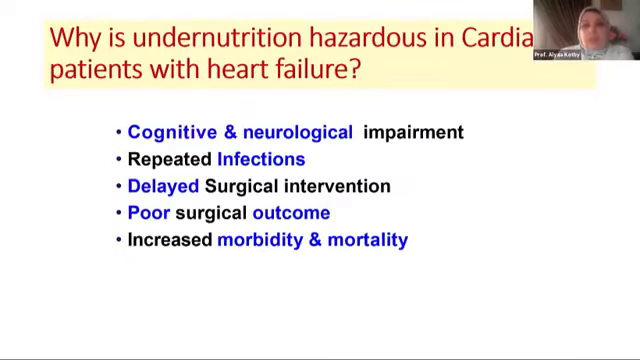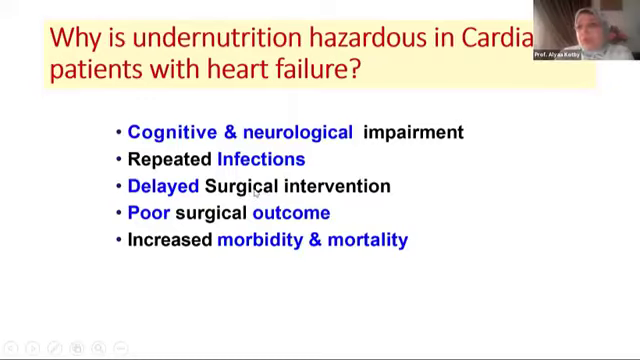I think both are due to prenatal factors. Why is undernutrition serious? Why are we afraid of the heart failure and the undernutrition in these patients? Because it affects the cognitive and neurological functions of the child. This leads to repeated infections with further deterioration of the general condition and more faltering growth. It also, very importantly, leads to delayed surgical intervention.